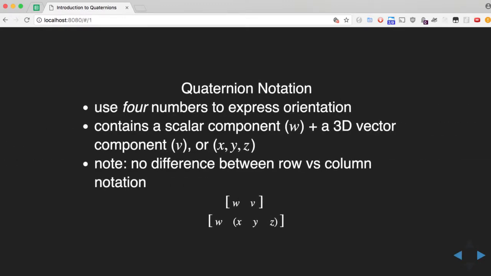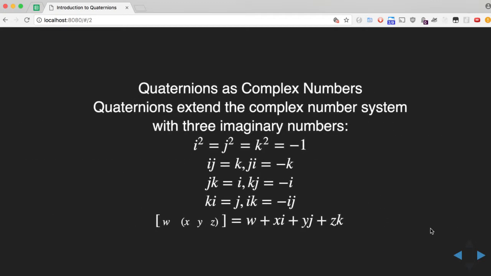So all it is, it's another way to express orientation, but we're going to use four numbers this time, so it's more than Euler angles, but less than matrices. It's going to contain a scalar component, W, plus a 3D vector, represented by V, or individual components of V, X, Y, and Z. Note we're going to have no difference between row and column notation. So you'll have W, V here, or W, and then X, Y, Z.